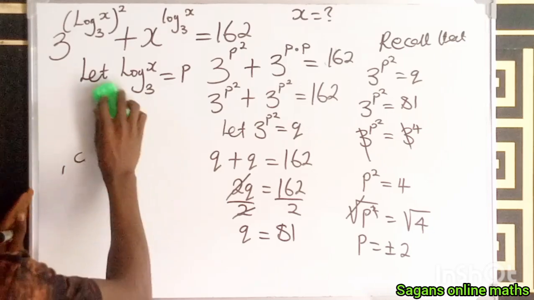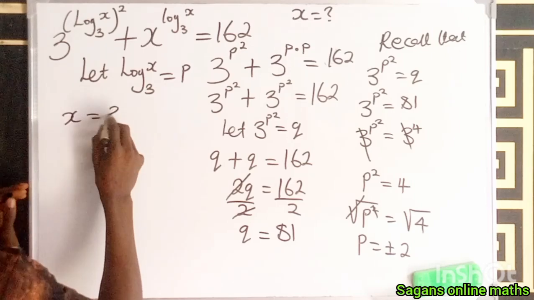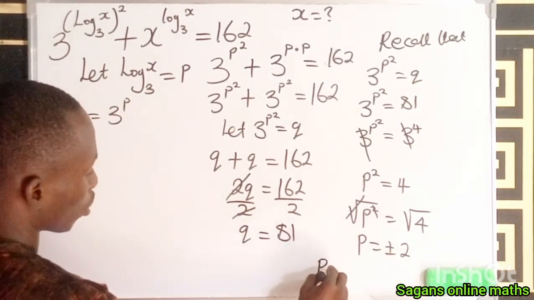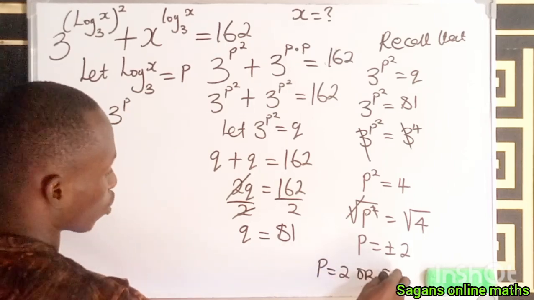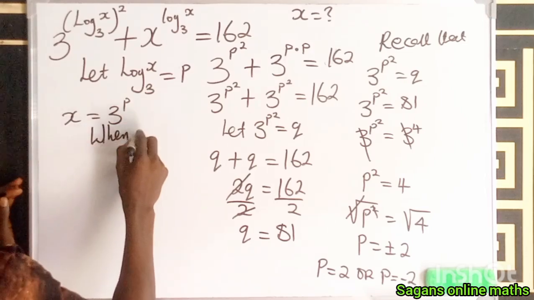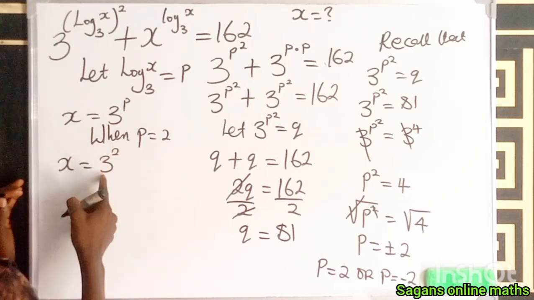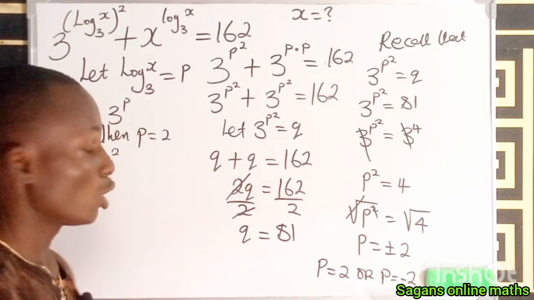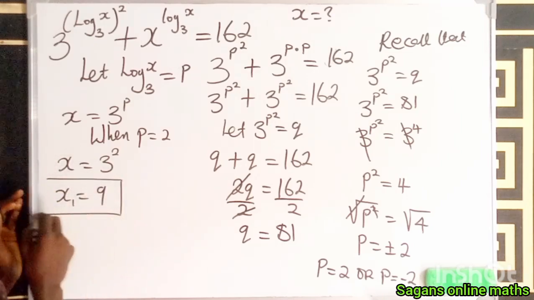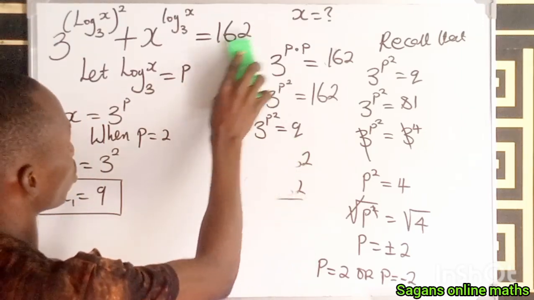Now from here, we know that our x was equal to 3 to the power of p. But we know that our p is plus or minus 2. It means that p is equal to 2 or p is equal to minus 2. So let's see when p is equal to 2. It means that x will be equal to 3 to the power of 2, which simply means 3 times 3, which is 9. So our x is equal to 9, and this is one of the values of x. Now let's see when p is minus 2.